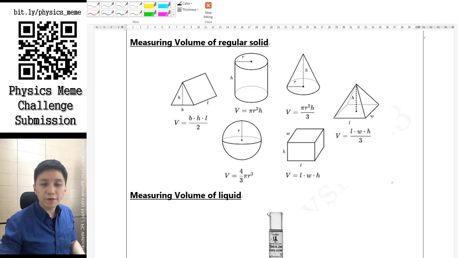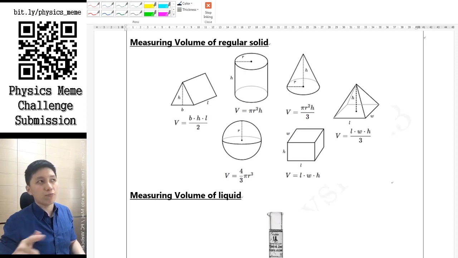Hi, in the previous video we talked about different measurements including the time, and then we talked about length. We briefly talked about mass, about the electronic balance and the zero error. And now let's move on to talk about measuring volume.